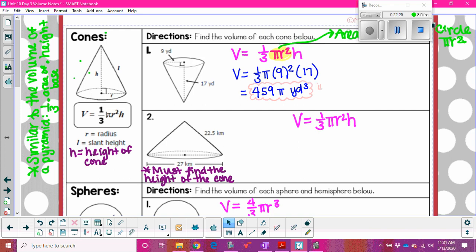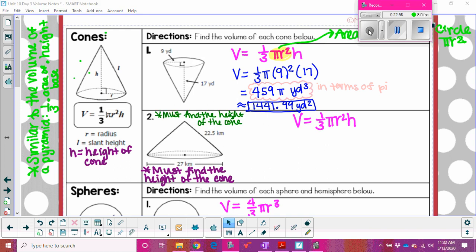All right, so this is in terms of pi, but let's go ahead and get the estimated answer to 2 decimal points. Okay, so when you put that in your calculator, 459 times pi, you're going to get approximately 1,441.99 cubic yards. Okay. All right, y'all pause the video and y'all work number 2.